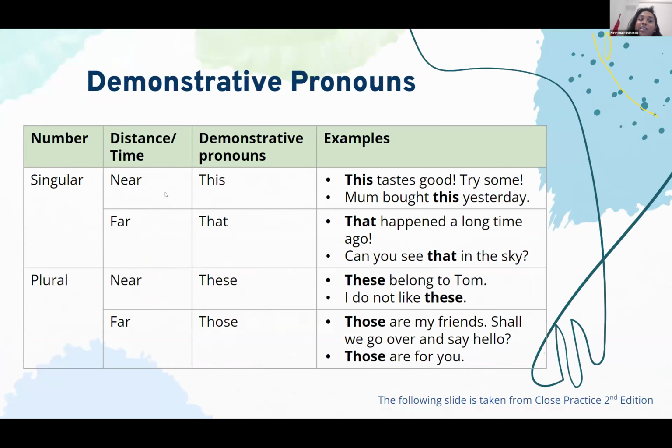So yeah, okay, you can categorize them two different ways. Firstly is singular and plural. Singular will be this and that, plural will be these and those. The next way you can categorize them is whether they are near or far. So for near, it will be this and these. For far, it will be that and those. Okay?